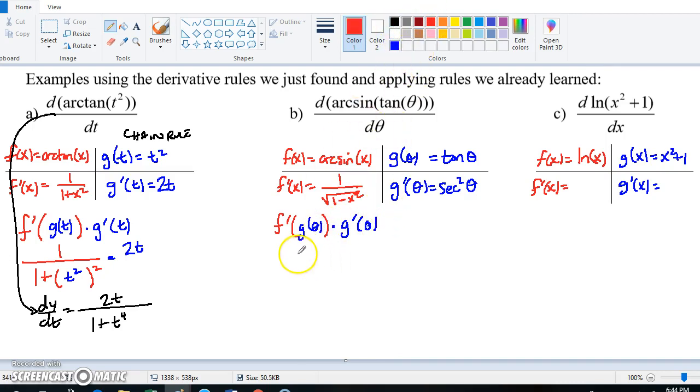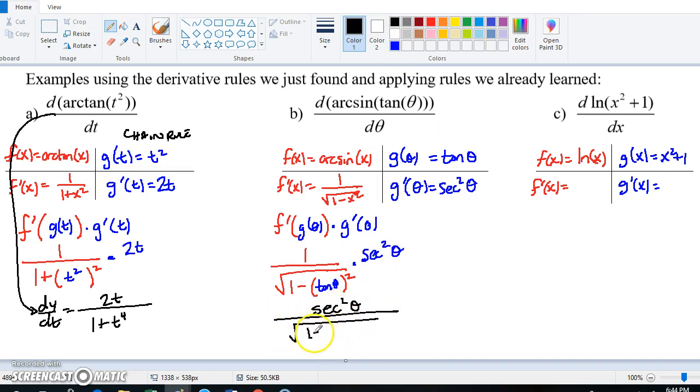All right, taking the derivative then, we have 1 over the square root of 1 minus g of theta squared. G of theta is tan theta. We're going to multiply that by the secant squared of theta. And I'll just clean it up a little bit. Secant squared of theta in the numerator, in the denominator, the square root of 1 minus tan squared theta. If this were a plus sign, we could do some simplification with a Pythagorean trig identity, but it's not.